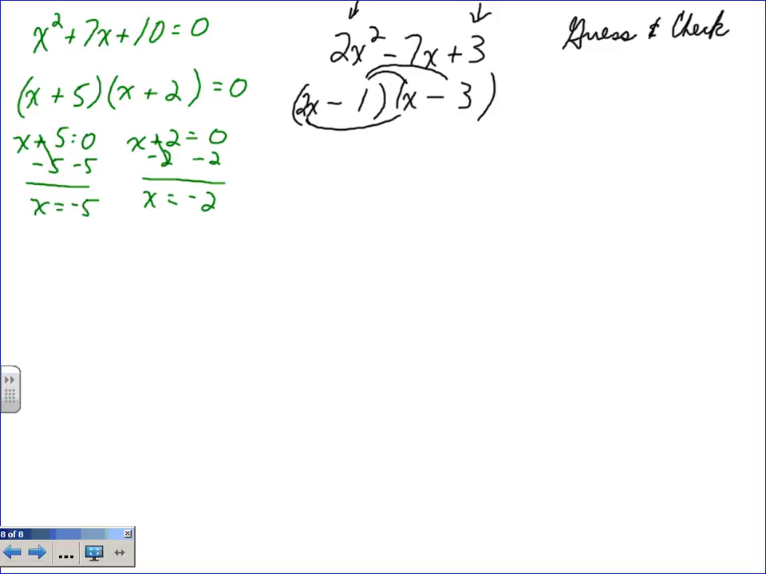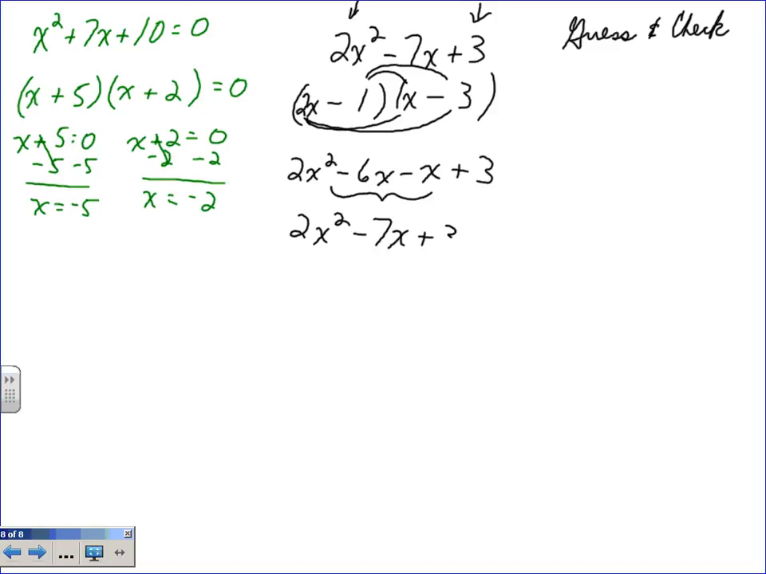2x times x is 2x squared. 2x times negative 3, well, that's negative 6x. I'm using FOIL. Negative 1 times x is negative 1x. And negative 1 times a negative 3 is a positive 3. And you see the difference here when I switch things around? Now when I add those two terms together, I'll have 2x squared minus 7x plus 3. And that's the right way to factor.